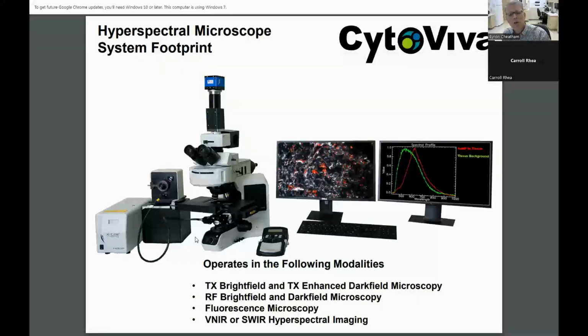But what we want to show here is that we take our basic research grade optical microscope, we install patented enhanced dark field optics in the condenser mount of the microscope. We have some fluorescent capabilities. We use a translational stage to do a very high resolution hyperspectral image capture.